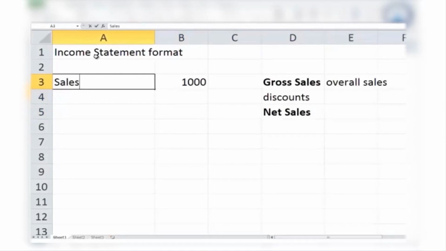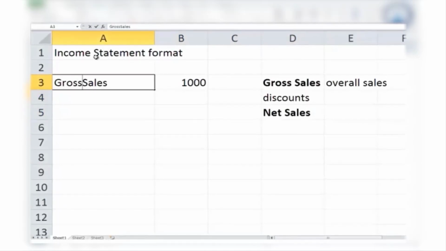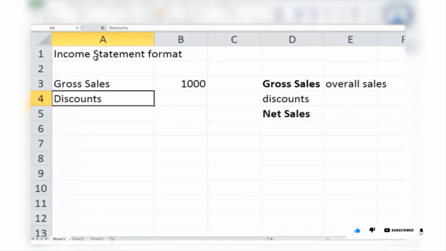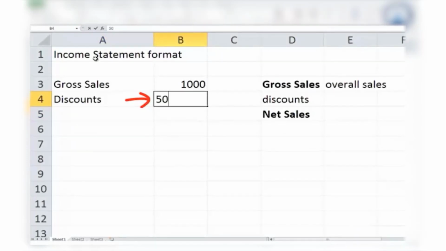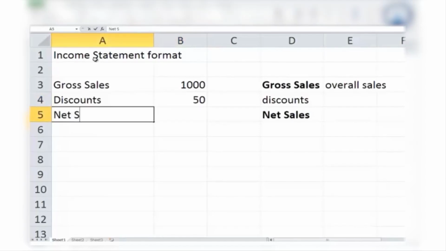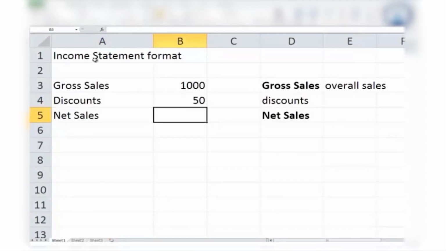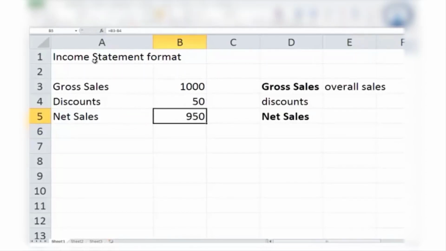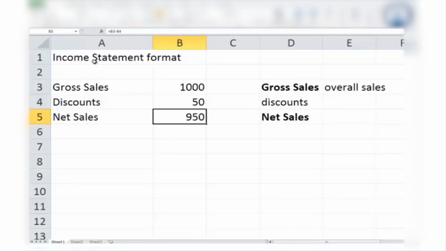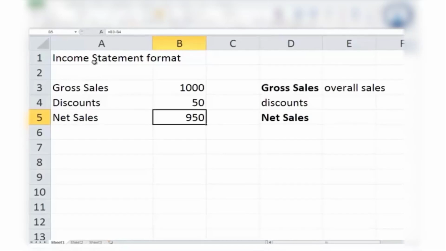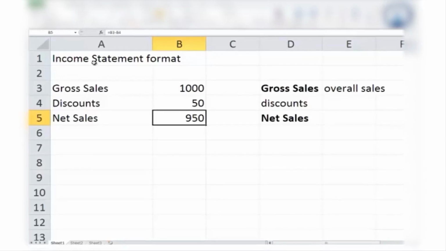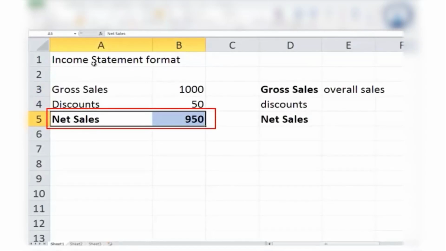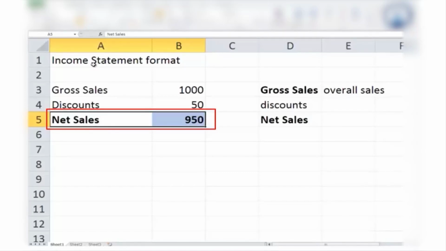So let us term our sales as gross sales here, and let's assume that the associated discounts are 50, so that we arrive at net sales, which is 1000 minus $50, which is $950. You need to remember that sales is the amount charged for the delivery of goods and services, and this company has effectively brought $950 into the system.